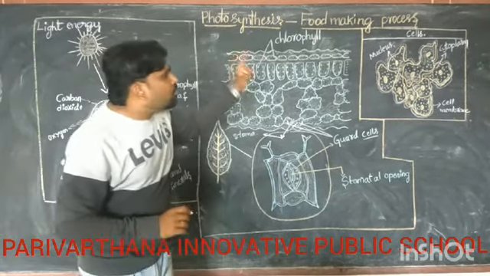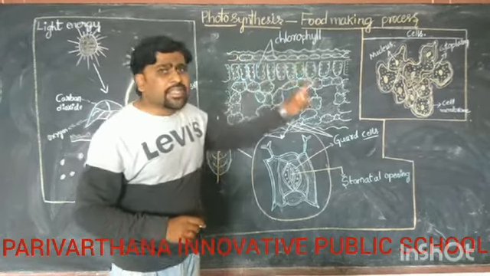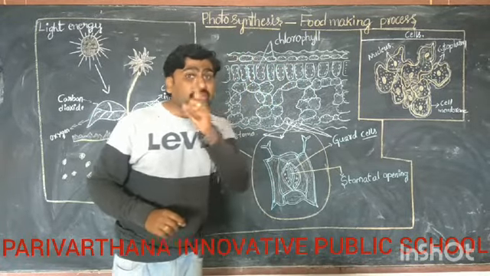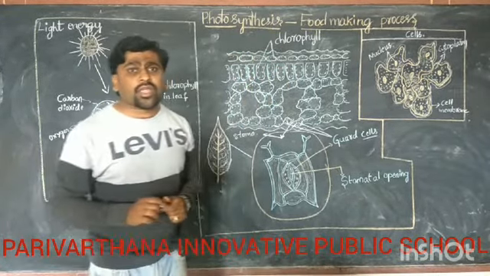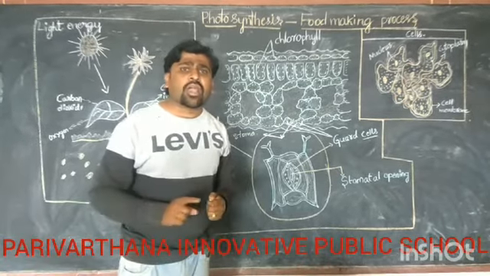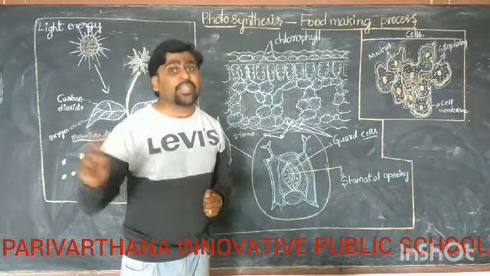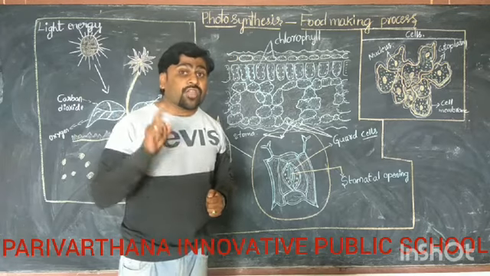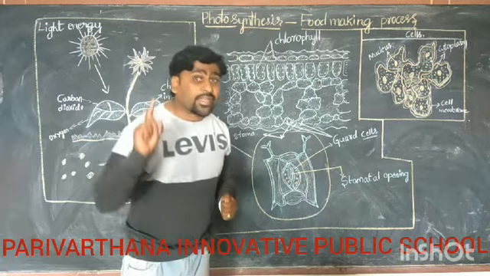Clear? The food making process takes place in the leaves. That's why the leaves are called food factories.